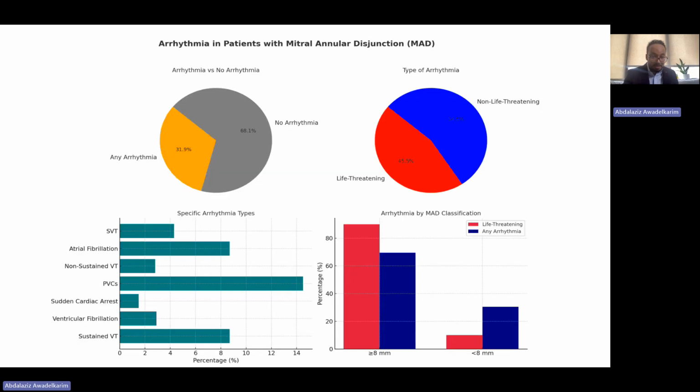This is a division of the basic data: 31% of them had any form of arrhythmia, which is larger than the general population. Of those people who had arrhythmias, 45% had life-threatening arrhythmia and 55% almost had none. Then the types of arrhythmias we found: SVT, AFib, PVCs are the non-life-threatening; the life-threatening are VTs, VFib, sustained VT, and sudden cardiac arrest.